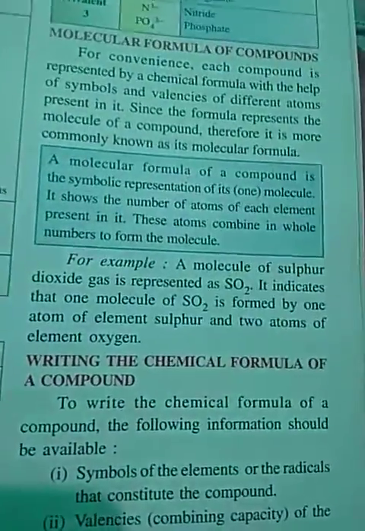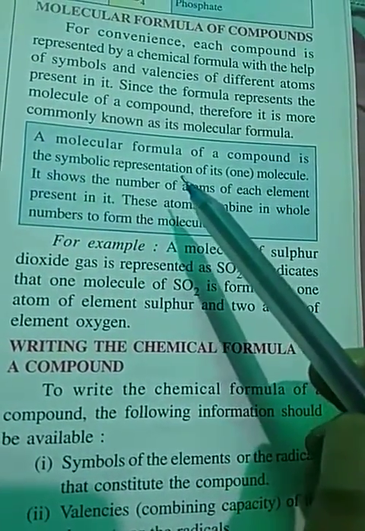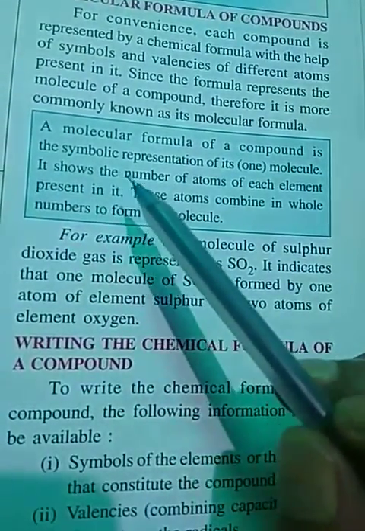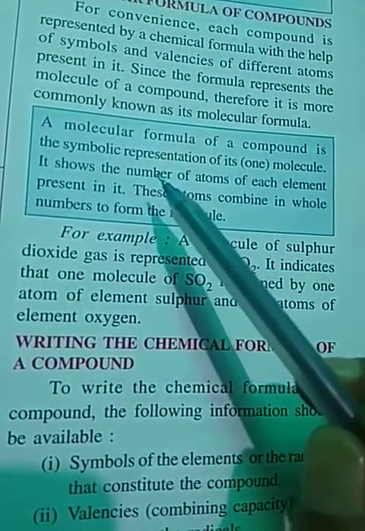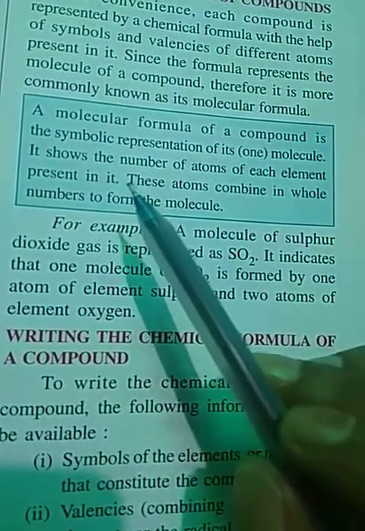Molecular formula is the symbolic representation of a compound in which it says what the actual number of each atom present in one molecule of that compound is. So a molecular formula of a compound is the symbolic representation. In its one molecule, it shows the actual number of atoms of each element present in it.